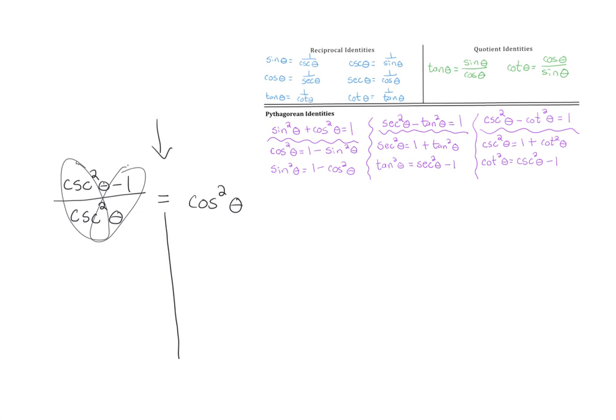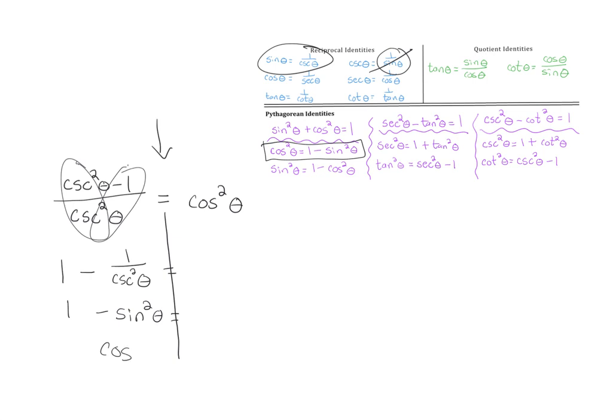So cosecant squared divided by cosecant squared is 1, and then minus 1 over cosecant squared. Well, what is 1 over cosecant squared? That would be 1 over cosecant squared, which is sine squared. So 1 minus sine squared, well, that is right here, that 1 minus sine squared equals cosine squared. So there we have it.